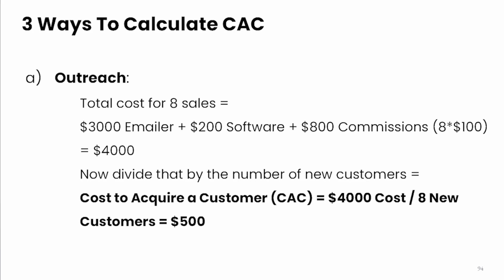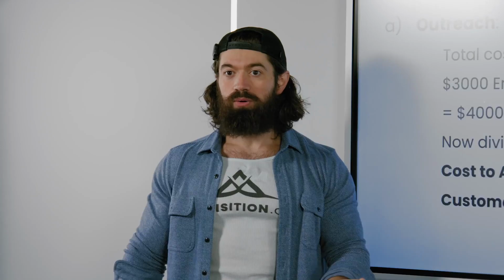So the total cost for 8 sales means that you have a $3,000 emailer plus $200 software plus $800 in commissions, which is the 8 sales times $100, equals 4 grand. All right. So now we divide that by the number of new customers, which is $4,000 divided by 8 new customers equals $500 per sale. So CAC is $500 in this outreach example.